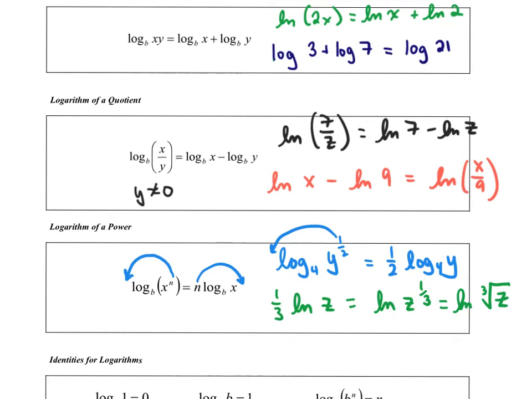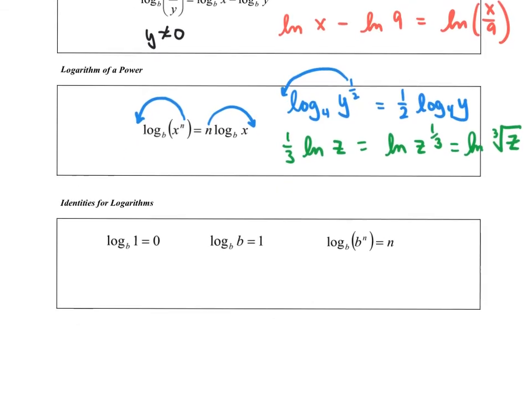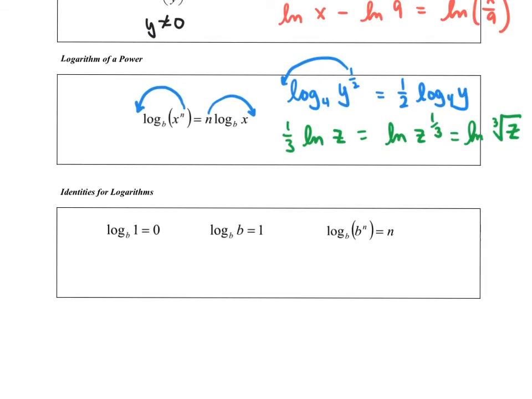A couple other comments, common identities for logs, things that really we've seen before, just working with logs and knowing what the definition of a log is. The log of any base of 1 is always 0. This is probably the easiest property to understand, because if you remember the definition of log, it says b to what power is equal to 1. Well, the only thing raised to a power that will be 1 is 0. Anything to the 0 is always 1. So the log base b of 1 is 0.